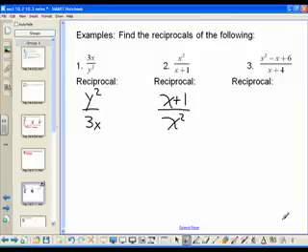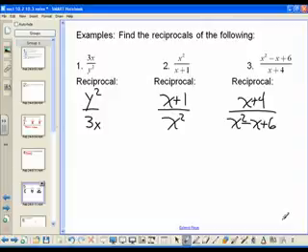And our third one, the hand up. Third one. Someone like to give us the third one? Yes, ma'am. Yes, x plus 4 over x squared minus x plus 6. We find these reciprocals. Now, why are we worried about these reciprocals?